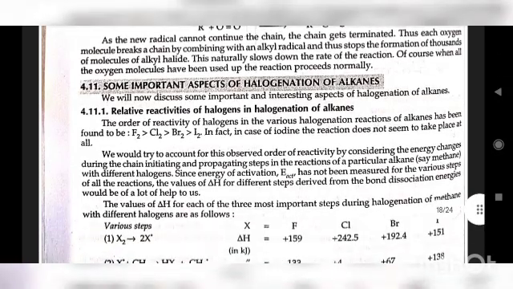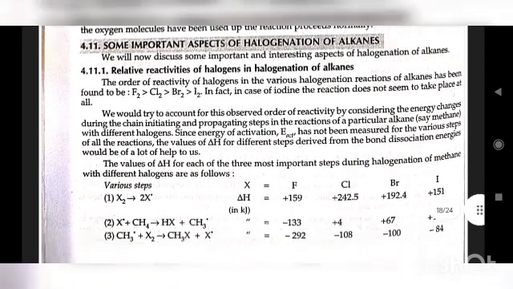Some important aspects of halogenation of alkanes. Relative reactivities of halogenation of alkanes. The order of reactivity of halogens in the various halogenation reactions of alkanes has been found to be fluorine, chlorine, bromine, iodine. In fact, in case of iodine, the reaction does not seem to take place at all.